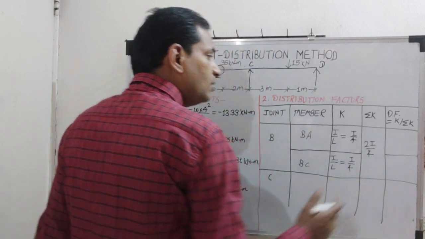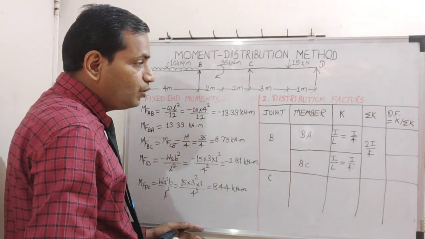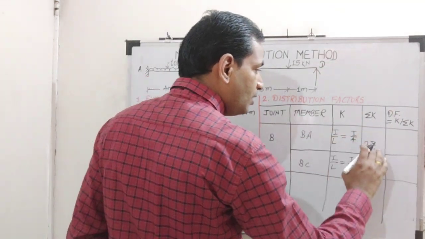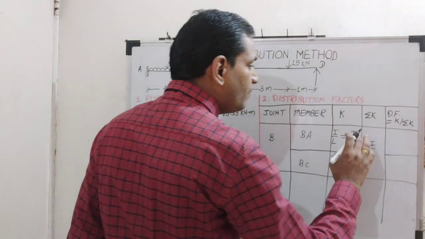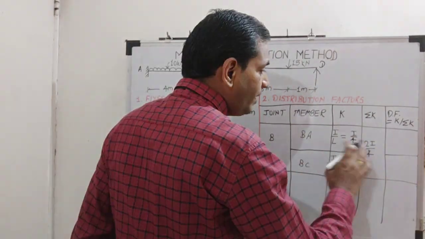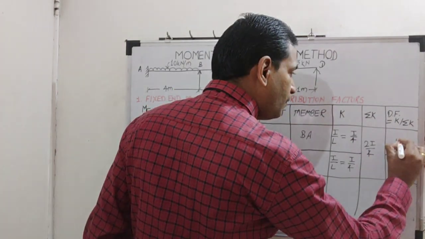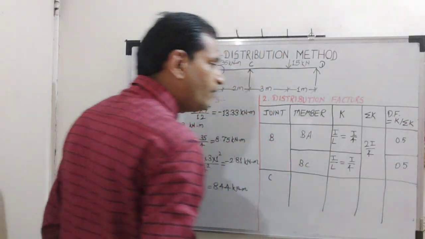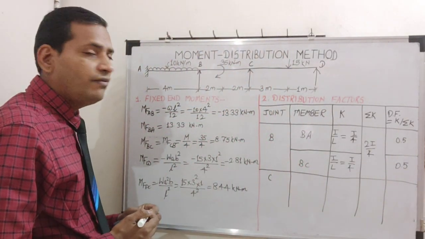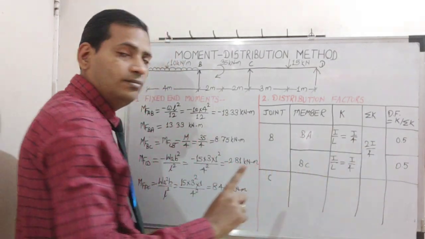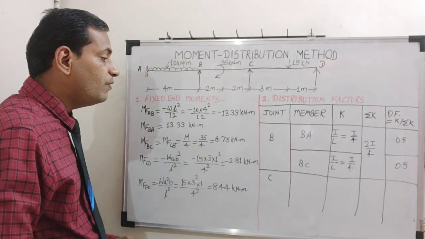Now we find the distribution factor for each member. It is 1I by 4 divided by 2I by 4. So it is 0.5. So the distribution factor for both the members is 0.5 each. The addition of these two values is 1. So this is the cross check that we have got.